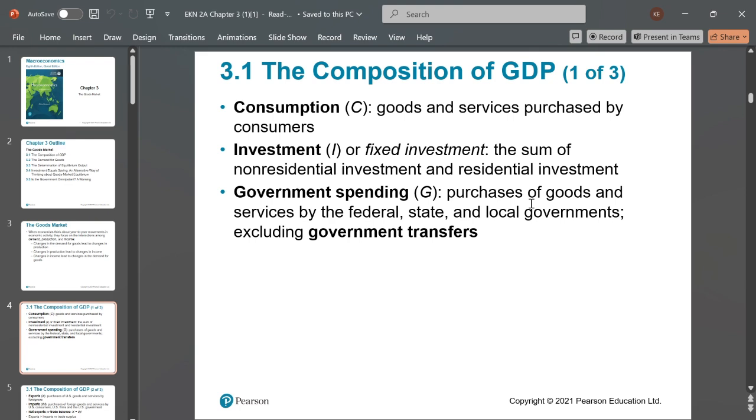So we all know that we want the government to do things for us, right? We want the government to provide water and sanitation. We want the government to fix our roads. We want the government to give us quality education, etc. Right? But for the government to perform these duties, it has to acquire or buy certain goods and services. That forms part of government spending. But then we don't include things like your government transfers. So, what are government transfers? Government transfers are things like your grants, your social welfare, etc.